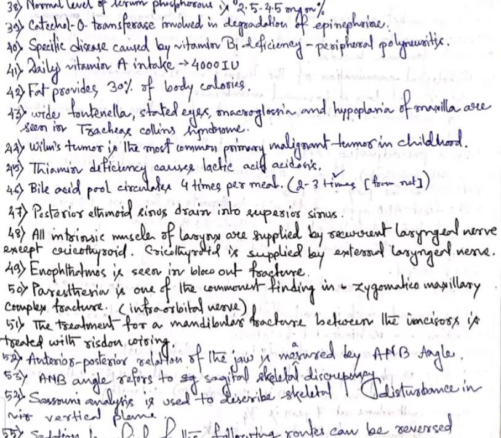Anterior posterior relation of the jaw is measured by ANB angle. ANB angle refers to sagittal skeletal discrepancy. Sassouni analysis is used to describe skeletal disturbance in a vertical plane.